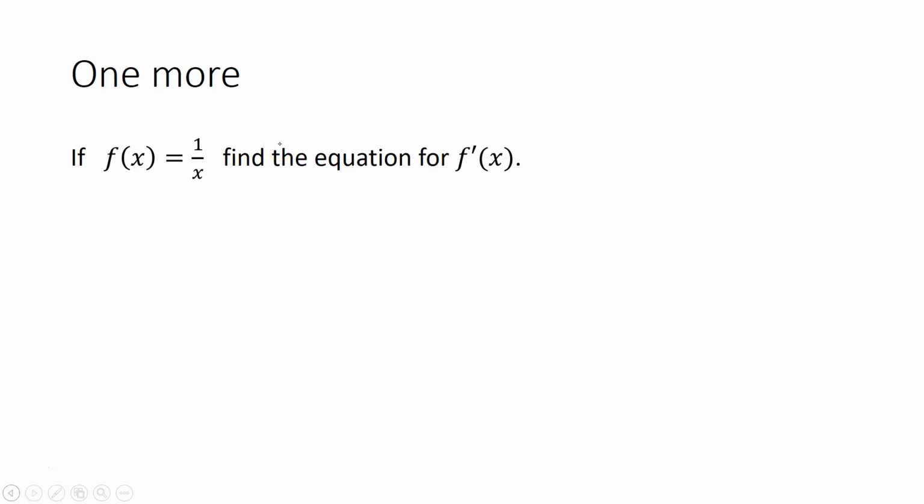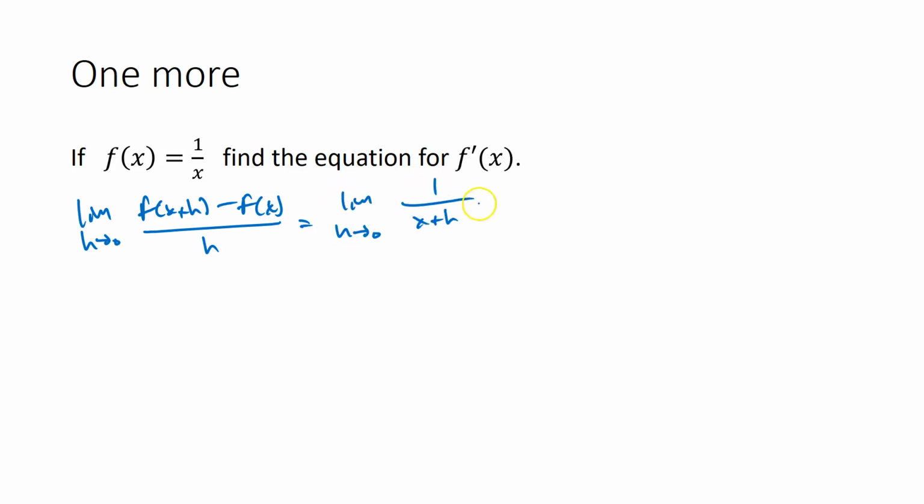All right, got one more, because this one's a little bit tricky. We're going to do it with 1 over x. We're going to find the equation for f prime. So we do our limit as h approaches 0 of f of x plus h minus f of x, divided by h. We're using x's again because we don't have a specific value. So that's the limit as h approaches 0, 1 over x plus h minus 1 over x, divided by h. We need a common denominator. So we do x plus h upstairs and downstairs here, and here we do x and x.